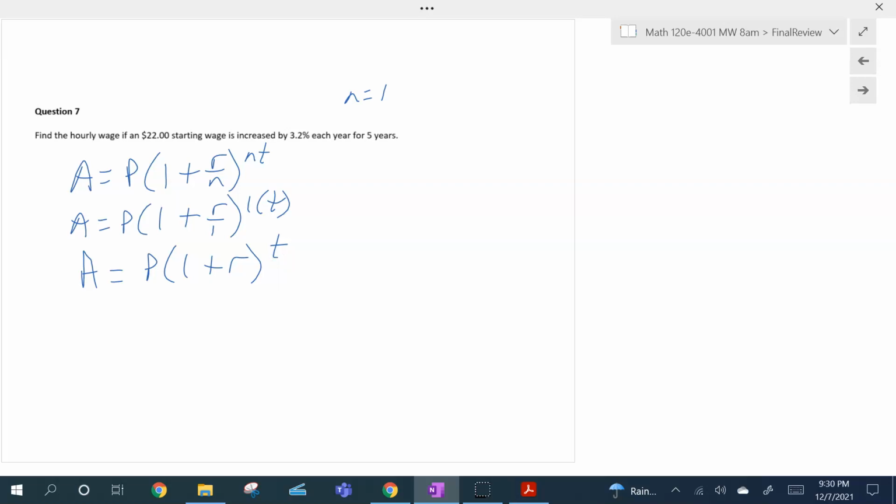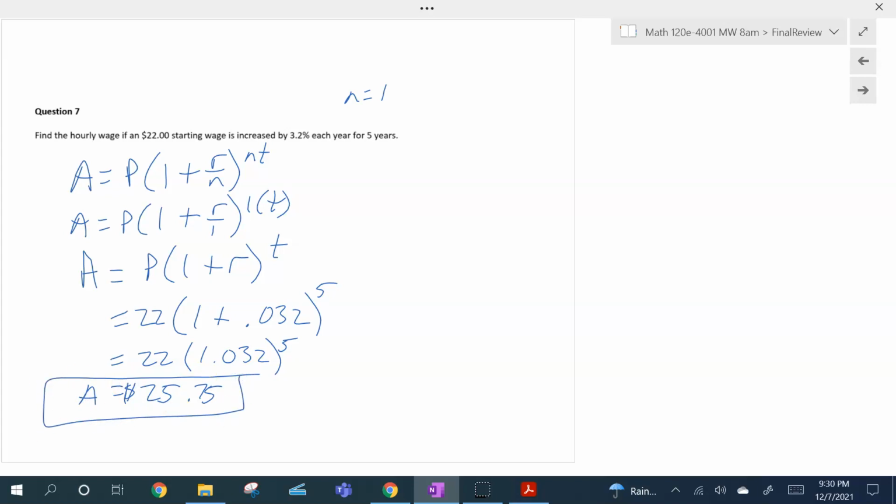So what would the hourly wage be if you start at $22 an hour and increase by 0.032, 3.2%, for 5 years? T is our time in years. So we have 22 times 1.032 to the 5th. Let's go ahead and take 1.032 to the 5th. That gives you 1.17057, and then multiply that by 22, and you get 25.7526. Anyways, it keeps going.